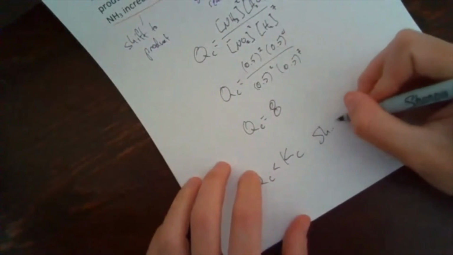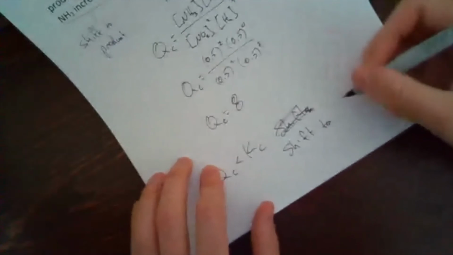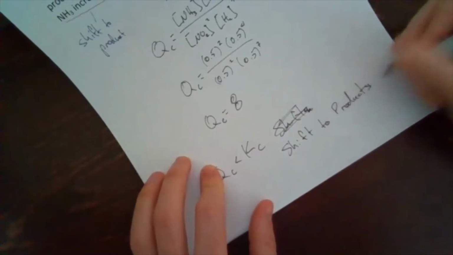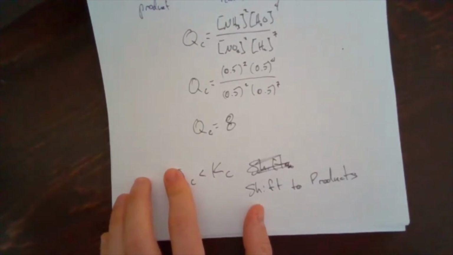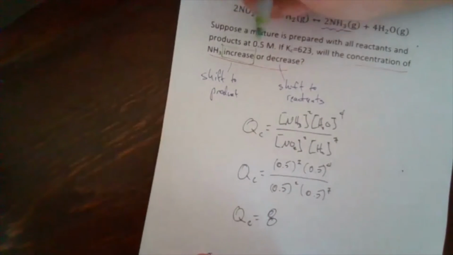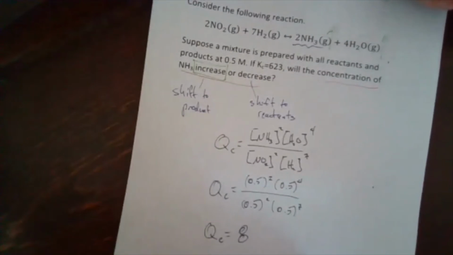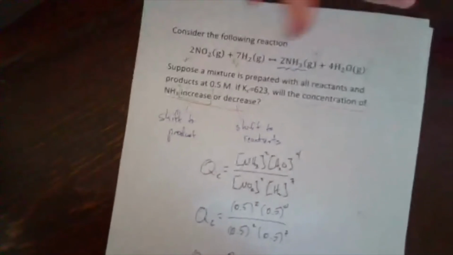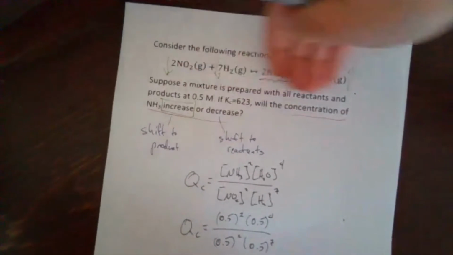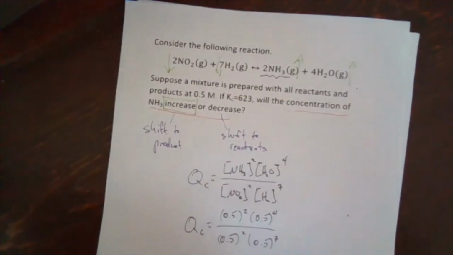That means this would be a shift to products, so the concentration of NH3 is going to increase. NH3 will increase, H2O will increase, H2 will decrease, NO2 will decrease. These concentrations will go down because the forward reaction will happen more, and you'll make more product by consuming reactants.